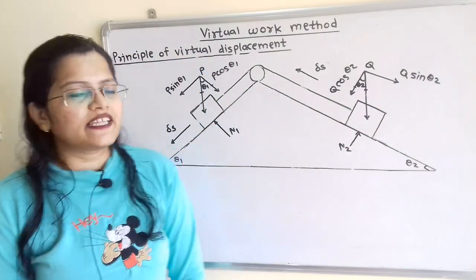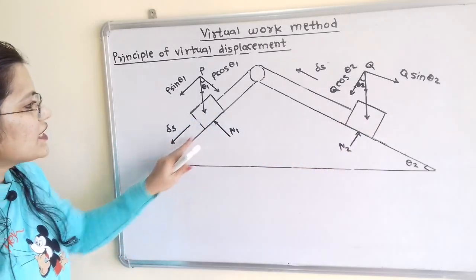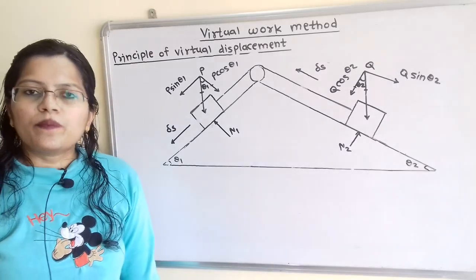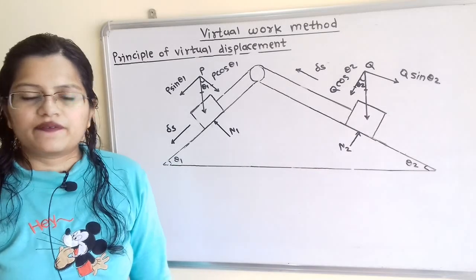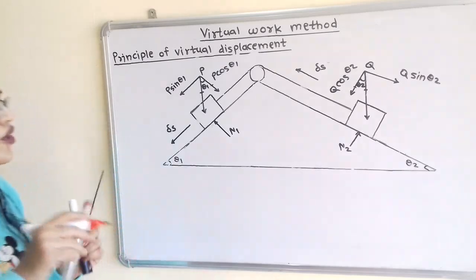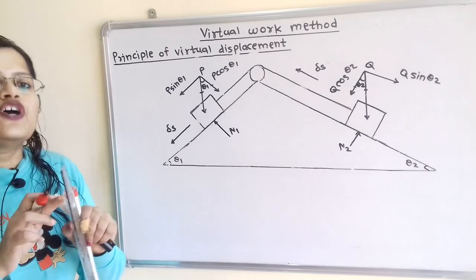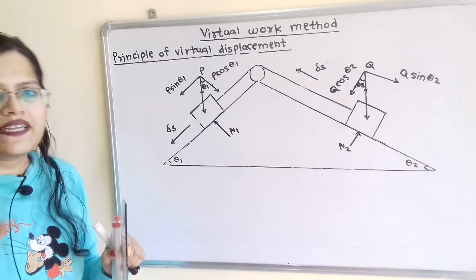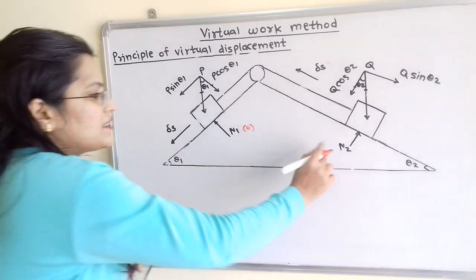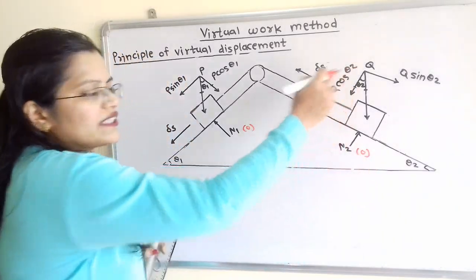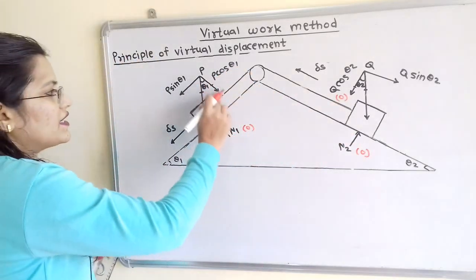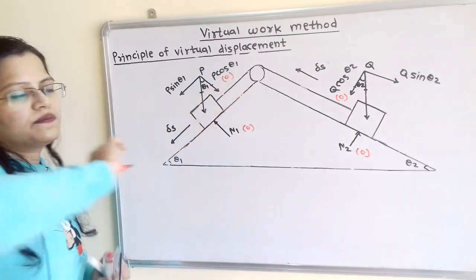From the diagram, we can say that these two blocks move along the line parallel to the inclined surface. So there is no movement perpendicular to the inclined surface. We have to find the components which are perpendicular to the inclined surface. N1 is perpendicular to the inclined surface, so there is no movement. That means displacement is equal to 0. So I will write here the displacement at N1 is equal to 0. Displacement at N2 is also equal to 0. Q cos theta 2 is perpendicular to the inclined surface, so here it is 0, and P cos theta 1 is also perpendicular to the inclined surface, so here displacement is 0.